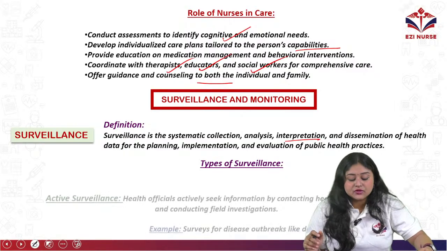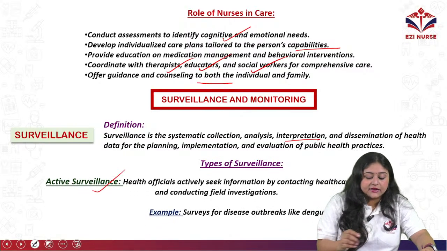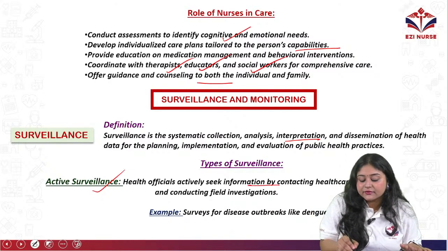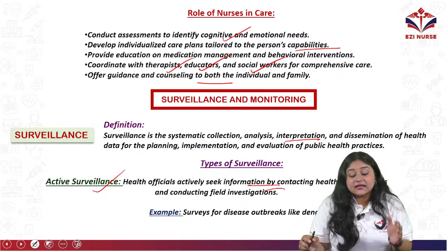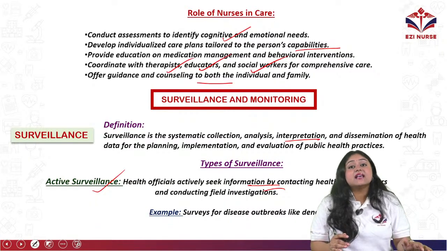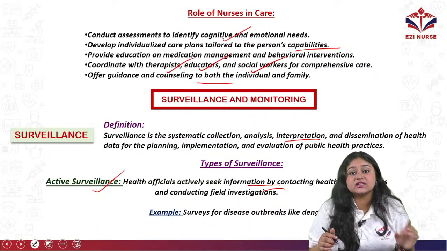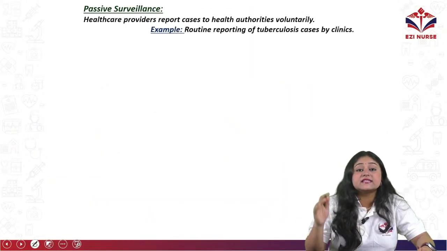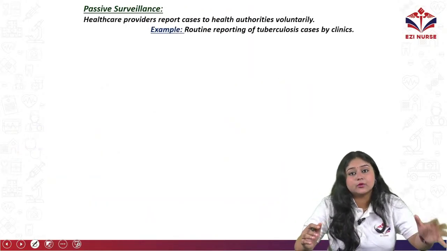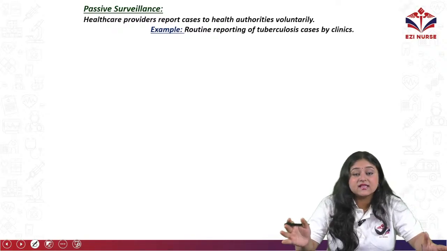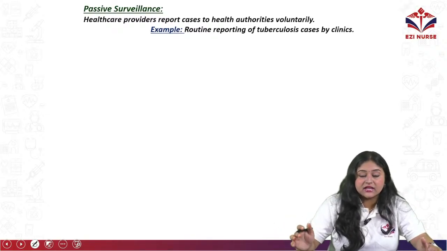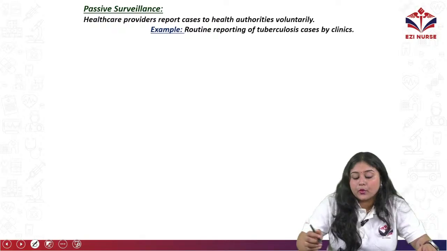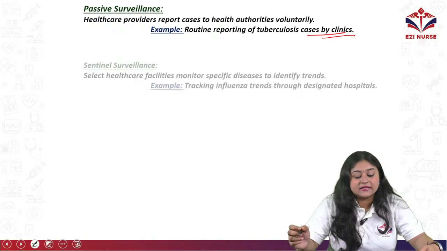Now come to the types of surveillance. First is active, where health officials actively seek information by contacting healthcare providers as well as conducting field investigations. For example, a survey for a disease outbreak like dengue. Next one is passive surveillance, where healthcare providers report cases to the health authorities voluntarily. For example, the routine reporting of tuberculosis cases by clinics.